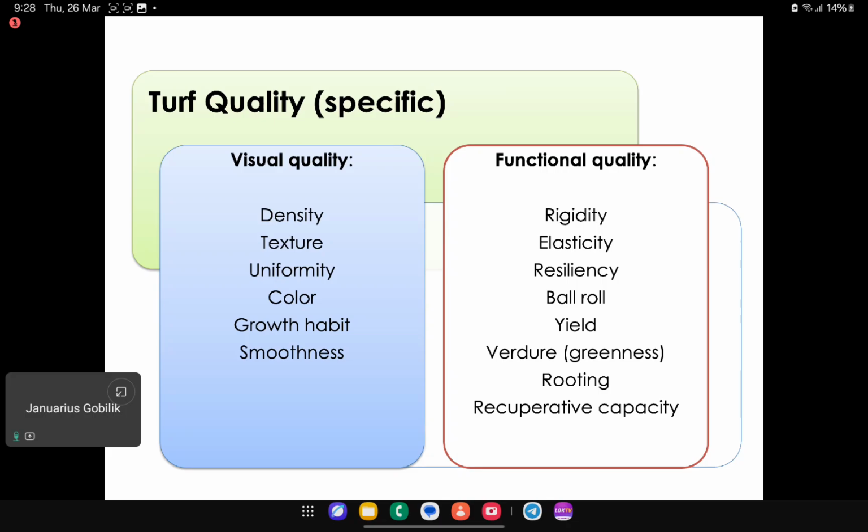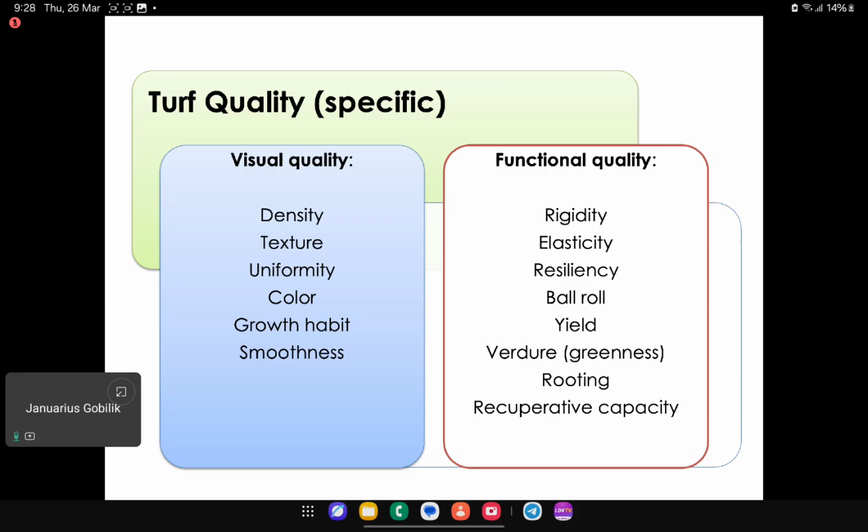So the quality of the turf grass from the perspective of visual quality will involve density. The more dense the turf grass, the better the field will be, because then it will cushion the landscape very well. And for visual quality, also the texture. Texture is actually related to the size of the turf grass. The smaller the turf grass, the better it will be in terms of texture.